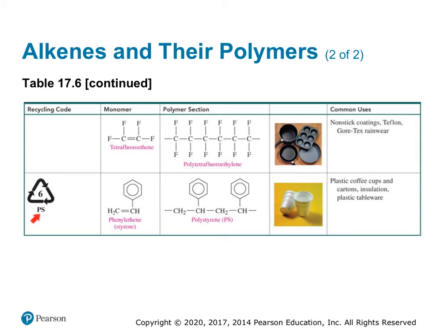And then there's polystyrene, and this one's phenylethene. This is a circular chain of carbon atoms, and then that comes together and we get what's called polystyrene or styrofoam. So those are also different types of polymers that can be made from alkenes.